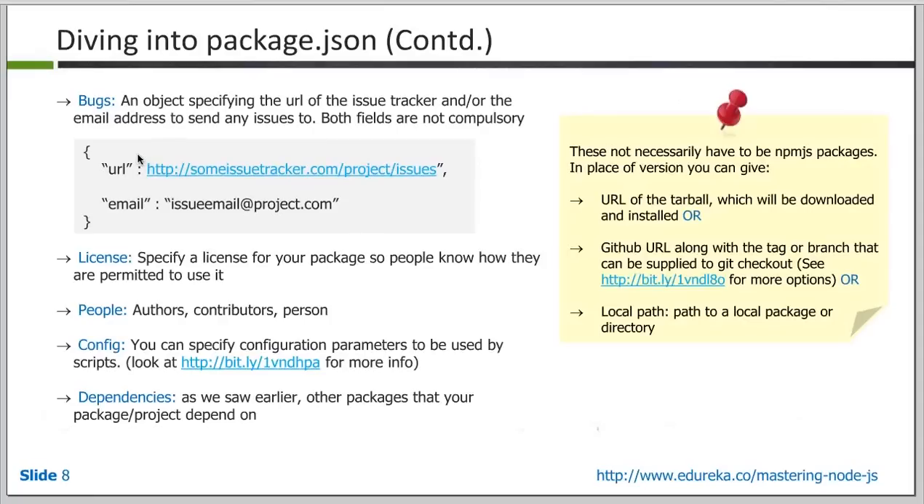So as you can see here, bugs. This is another section in your package.json that people add. It says an object specifying the URL of the issue tracker and or the email address to send an issue to. Both fields are not compulsory. The entire bugs property in the package.json is not mandatory. Next, a license property.